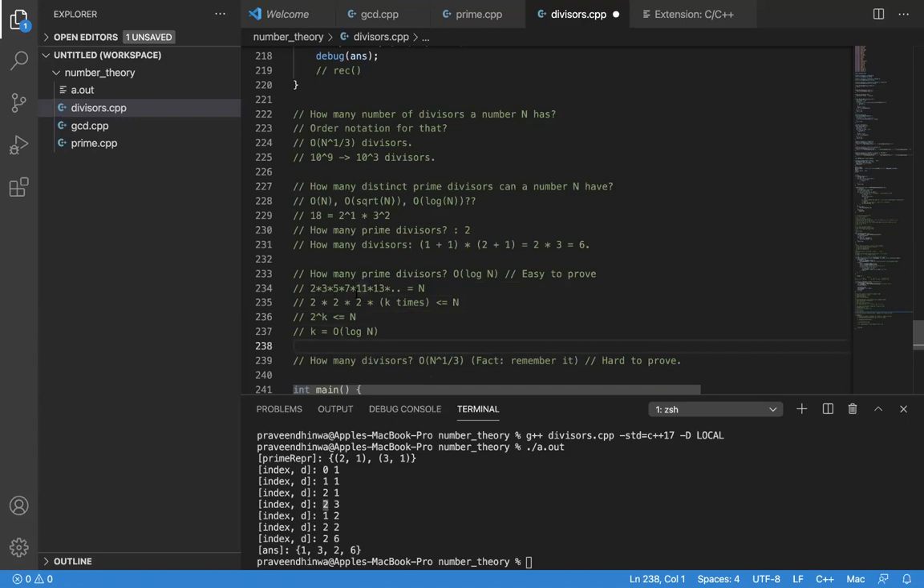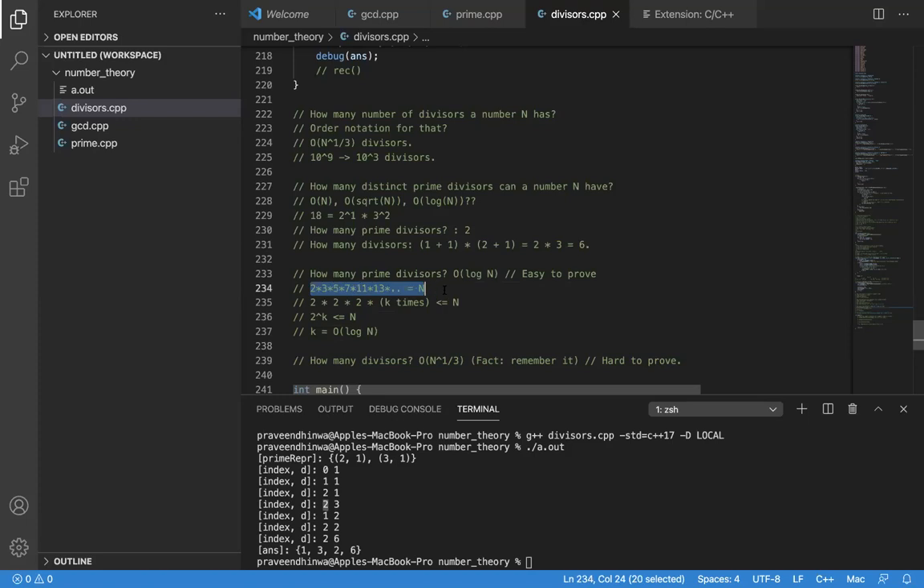If you multiply 2 by itself k times, if you multiply 2 by itself log n times, you will reach n. But instead of multiplying 2 by 2, you are multiplying by even larger numbers. So you will reach n even more quickly. So you will take at max log n steps. So this means the number of different prime divisors can be at max order of log n.